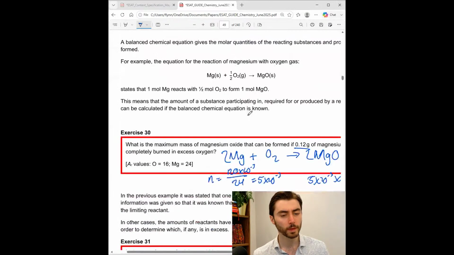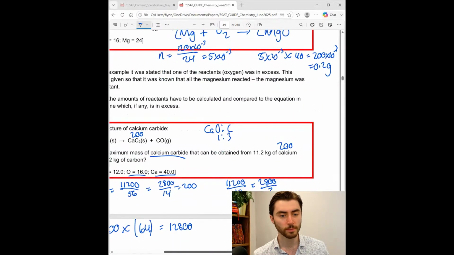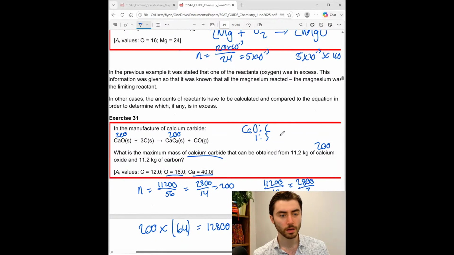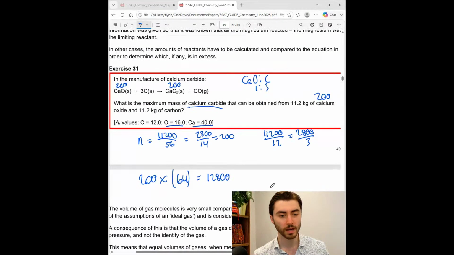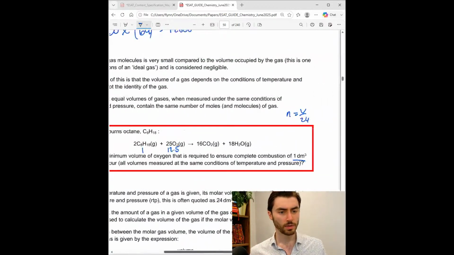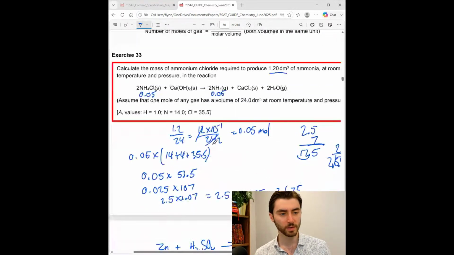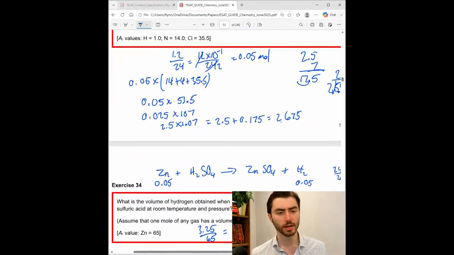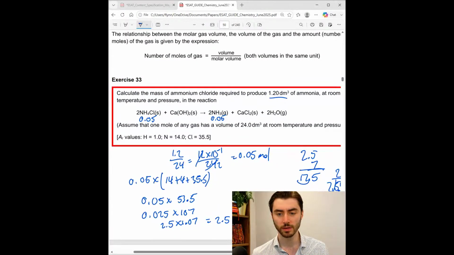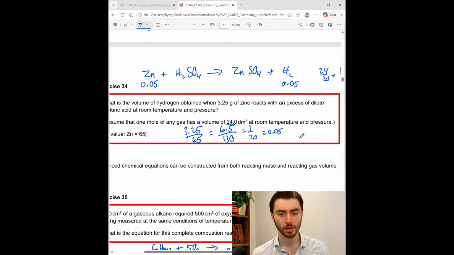C2H2O4. Exercise 30. 0.2 grams. Massive calcium carbide. I said it was 12.8 kilograms. Good. This one, 12.5 decimeters cubed. Good. The mass of this, I said, was 2.675. Good. 1.2. Good. 35.